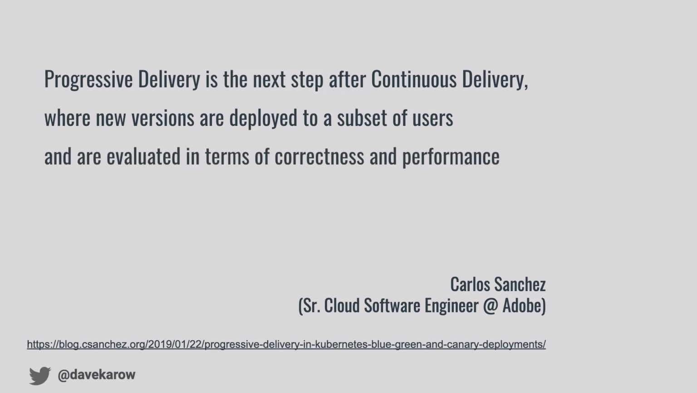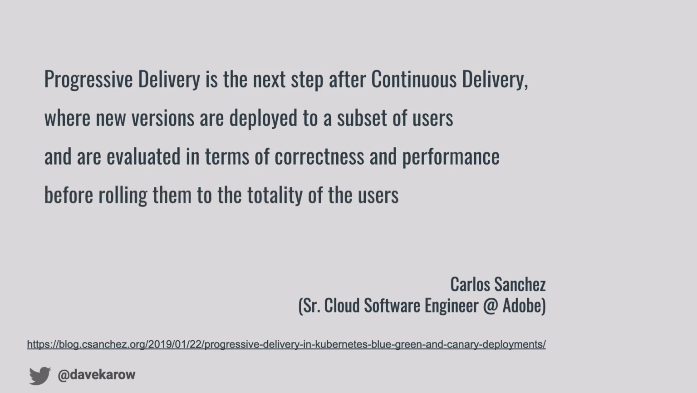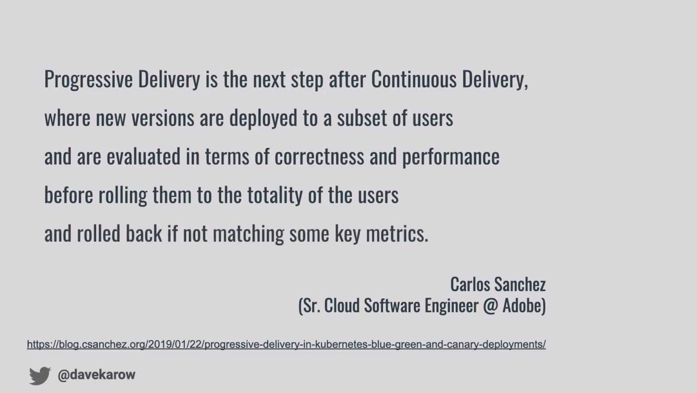And they're evaluated in terms of correctness and performance. So not just are they buggy or not, but do they do what they're supposed to do, and are they performant? Are they fast enough, before rolling them out to everybody. So what if I could find out first how it is before I give it to everybody? And then finally, they're rolled back if they don't match some key metrics. So if you don't accomplish your goals, then you roll it back. You don't roll it out to everybody. So it's not an unstoppable force. It's actually a clever way to test the waters.